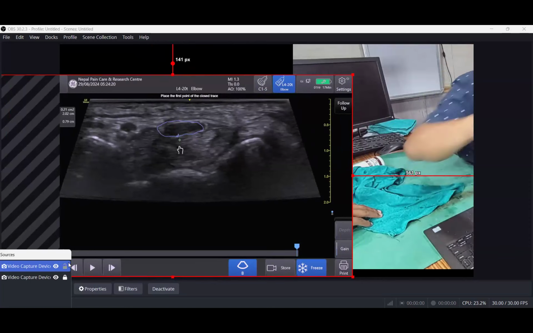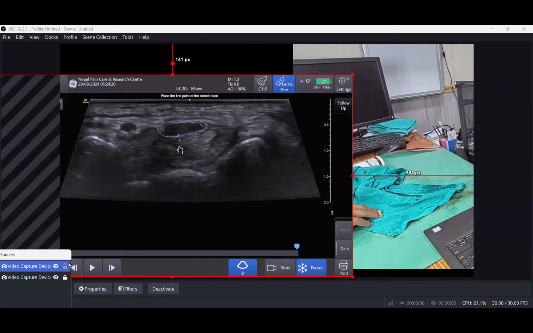I'll show you once again. I'm first using the ellipse formula. Just go to the measurement, select the ellipse preset, and then put your marker like that, at one end of the median nerve. Double tap here, and a round structure will come, and then decrease this structure from above.